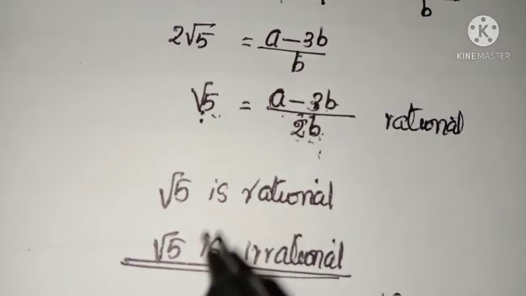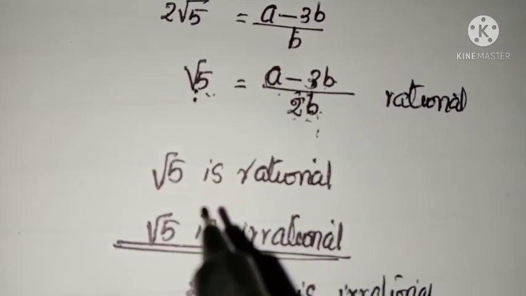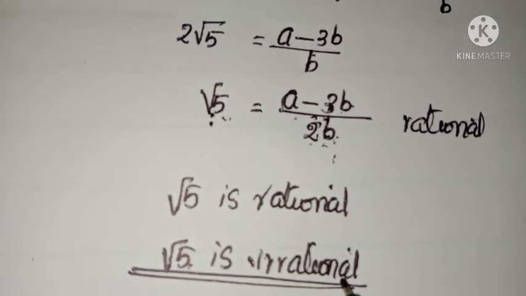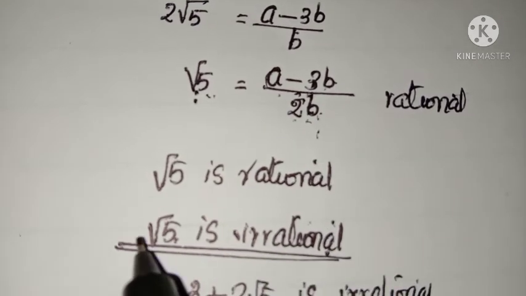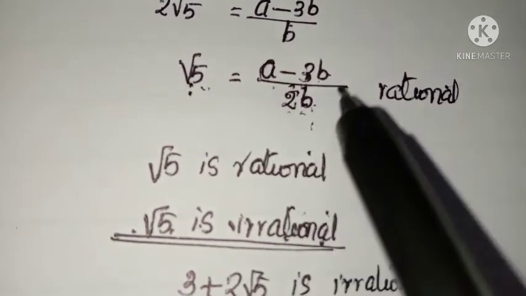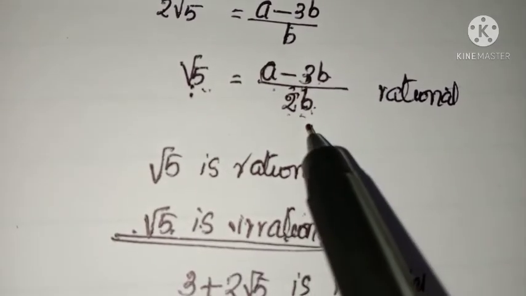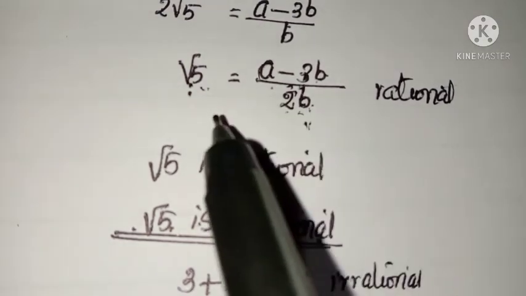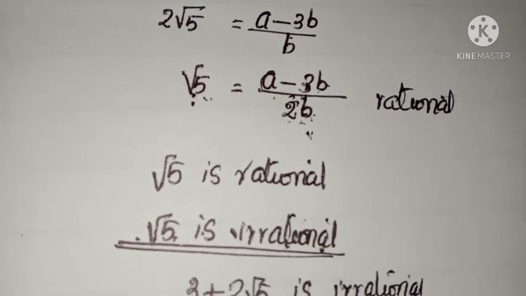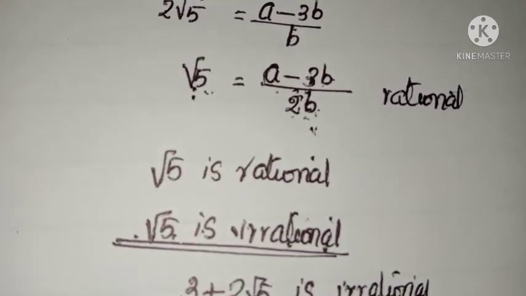This is another type of question. Here we need not prove root 5 is irrational. Directly you can say root 5 is irrational. Therefore, this is a contradiction. If it is a 3-mark question or 2-mark question, you can follow the same steps.